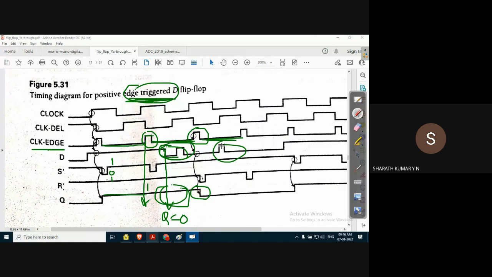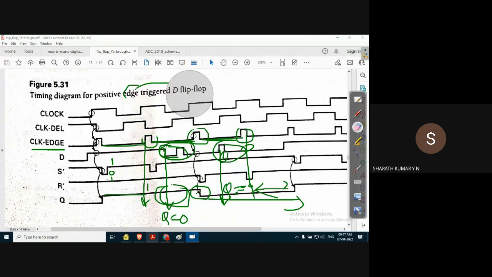Observe this. In this short duration, D is set to 1. This is D is 1. Still Q is 0. For the entire duration, Q is 0. Why? Because for a short duration D is 1, Q is 0, and when the clock edge comes, D is 0. Because of this, it makes sure that Q continues to remain 0.